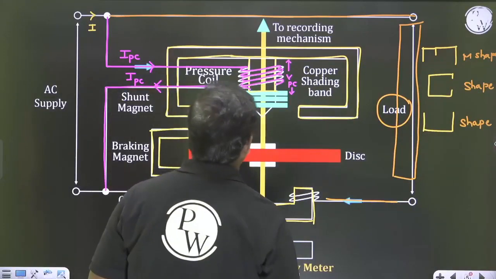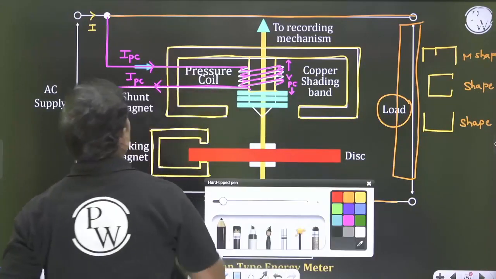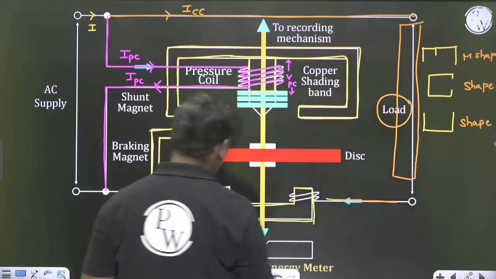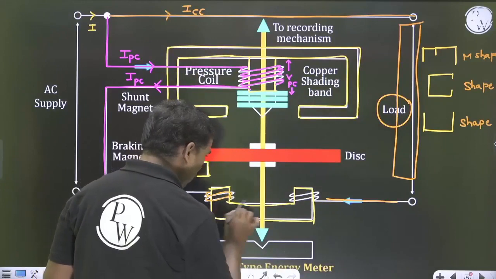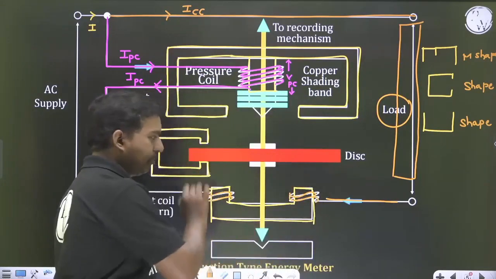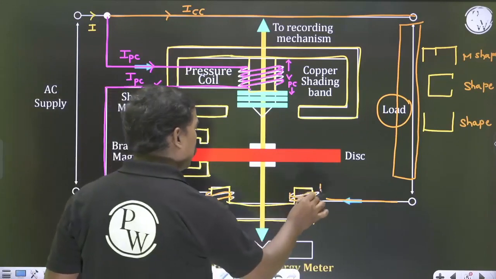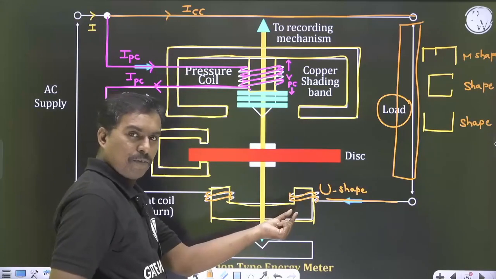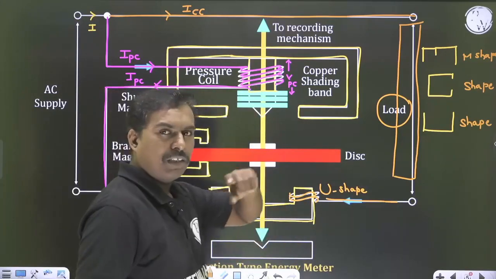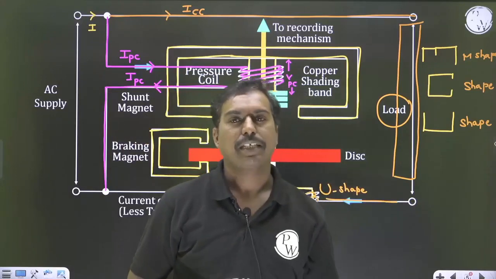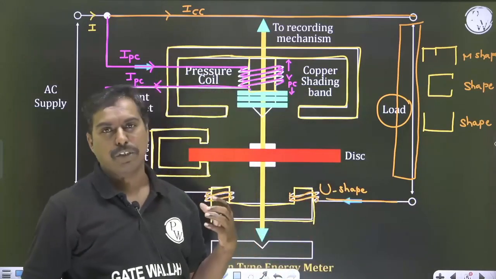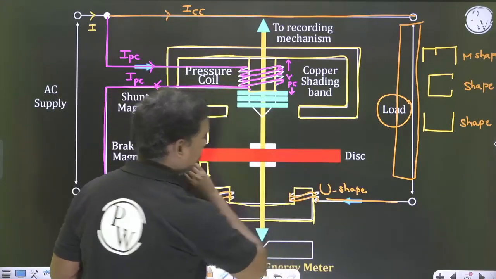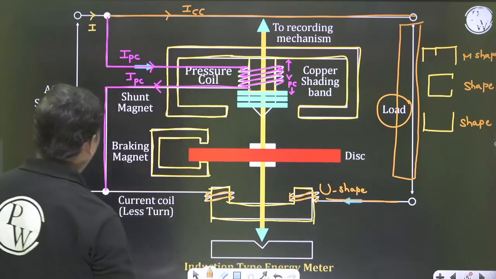Now if we check this particular current, this is the current passing through the current coil. This current coil is attached to a U-shaped magnet. So this is the current coil and this is the pressure coil. The pressure coil will deliver you the voltage reading and the current coil will deliver you the current reading. How is it possible? If you observe, there is a spindle, and to the spindle there is an aluminium disc.